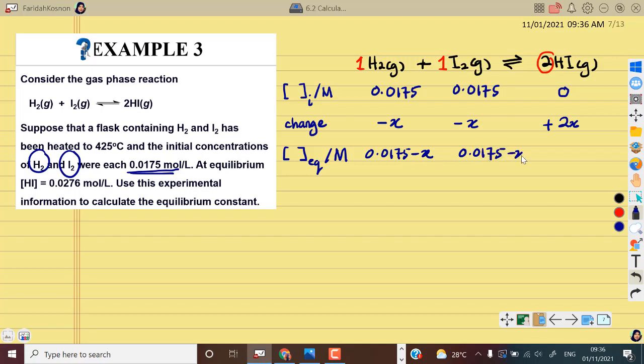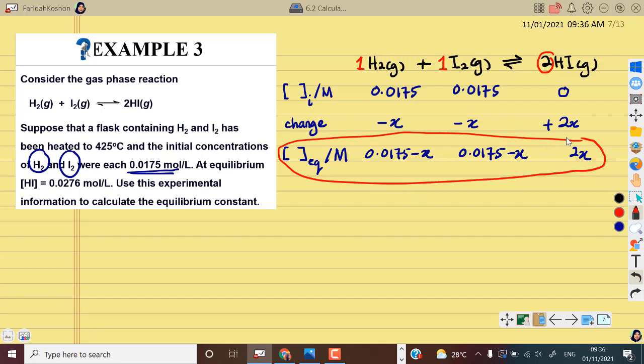0.0175 minus X. Kita muat. And kat sini adalah 2X. Jadi, tadi kalau awak perasan, saya relate dengan Kc expression. Maksudnya nanti kita akan gunakan concentration at equilibrium ini untuk solve Kc. Cuma sekarang sebelum kita kira Kc, kita kena solvekan untuk X ni. Kita kena solve X terlebih dahulu.